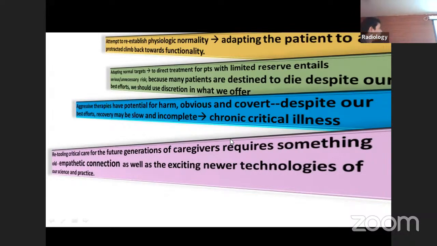at a level where we can be part of that decision making. So retooling requires a combination of something old and something new: the empathetic connection that was there in old-time consultants, and the new technologies of today. We have to build a combination of these two in our future critical care physicians.